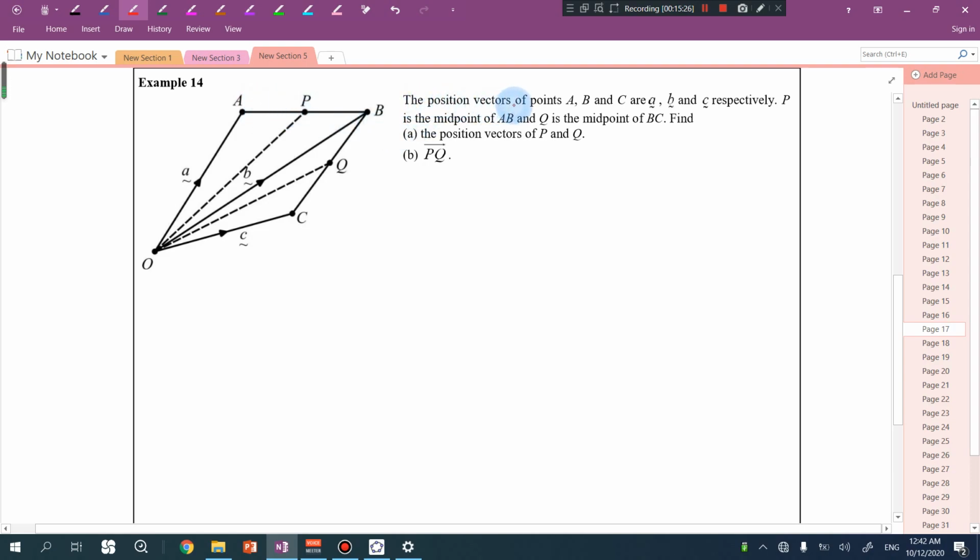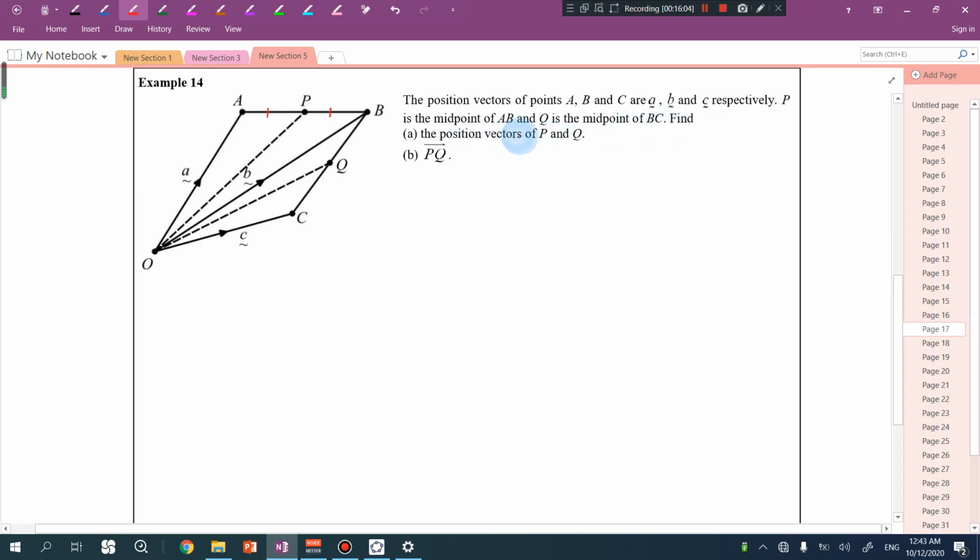Okay, the position vector means that we start from origin O, so the position vector of point A means from O to A. The position vector of B means from the origin to B, OB, and so on, OC. OA is a, this line OB is b, and OC is c. So P is a midpoint. Let me make a mark here, so that later on I know this is a midpoint. I don't have to go back to the question.